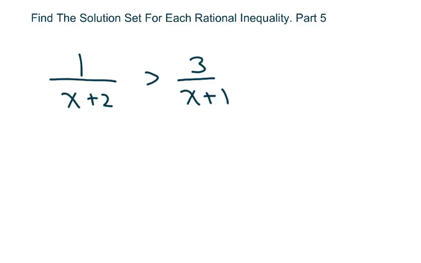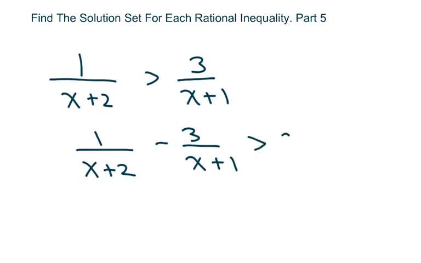Everyone, we're going to find the solution set for this inequality. The first thing I'm going to do is, and this is a strict inequality because it doesn't have an equal sign, I'm going to subtract this from both sides. And so this is going to be greater than 0. So we want all positive values when you graph.